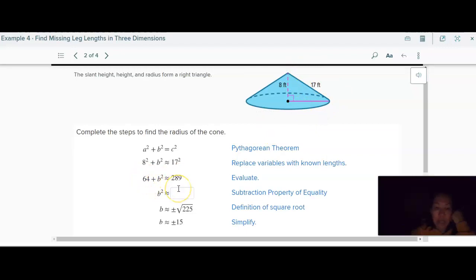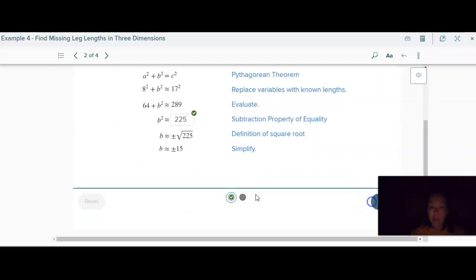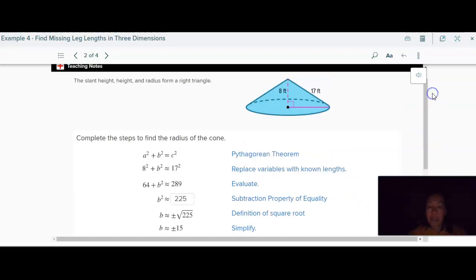If we subtract 64 from both sides, then you get b squared equals 225. And then the square root of 225 is 15. But again, because we can't have a negative length, it's going to be positive 15.